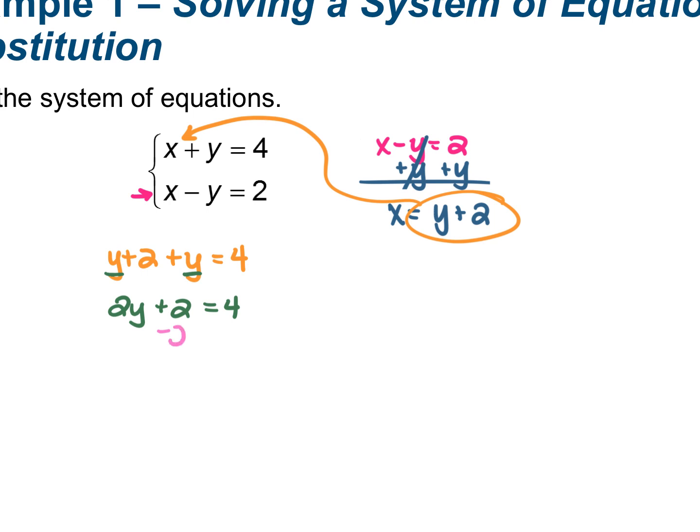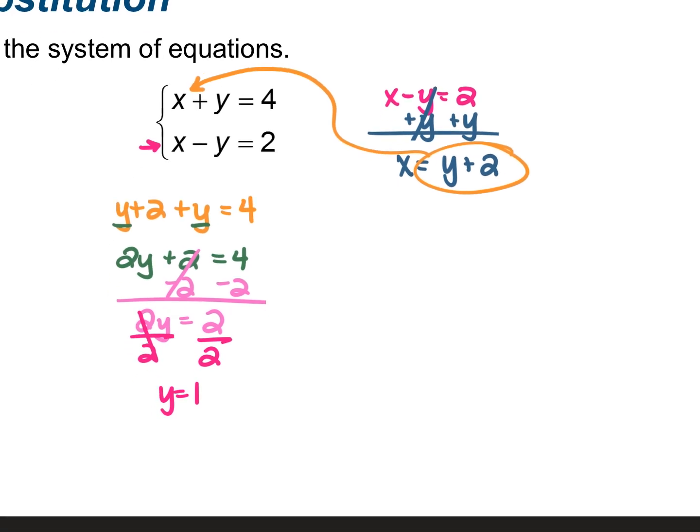We can move the 2 over by subtracting it from both sides to get 2y is equal to 2. We'll then divide each side by the 2 to get y by itself, and you have that y is equal to 1. Even though you solved for one of the variables, you still do need to solve for the other. So we're going to take that 1 and plug it in to the y, and x is equal to y plus 2 to solve for the x. You'll have x is equal to 1 plus 2, which means x is equal to 3.